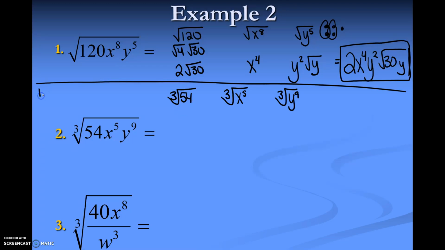Perfect cubes are like, let's see, 1 cubed is 1, 2 cubed is 8, 3 cubed is 27, 4 cubed is 64. We can split this into the cube root of 27 times the cube root of 2. The cube root of 27 is 3 because it's the 3rd perfect cube.